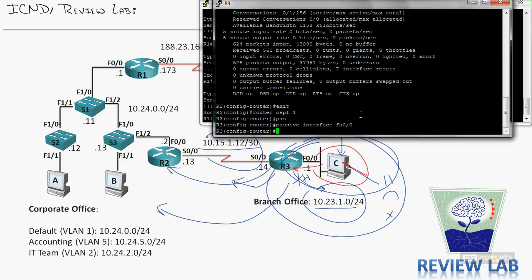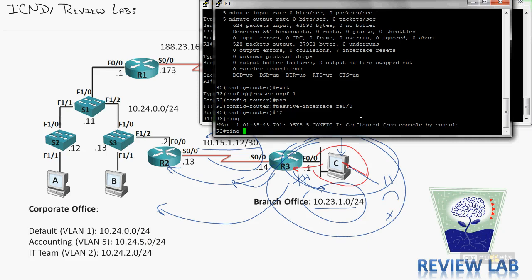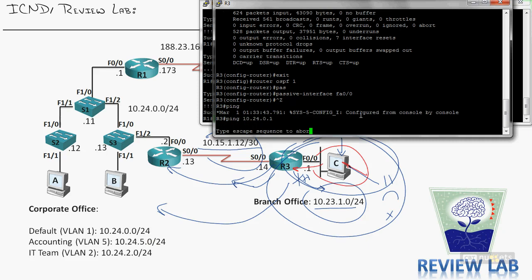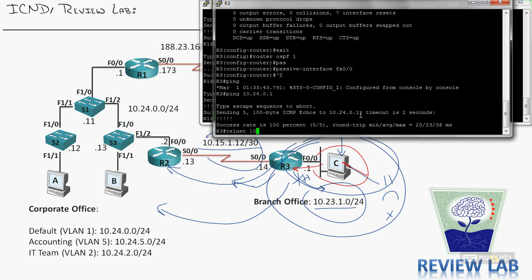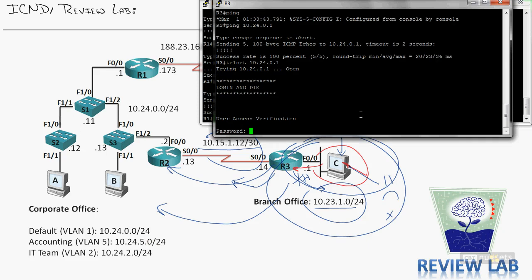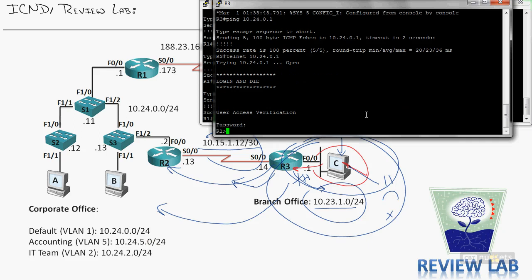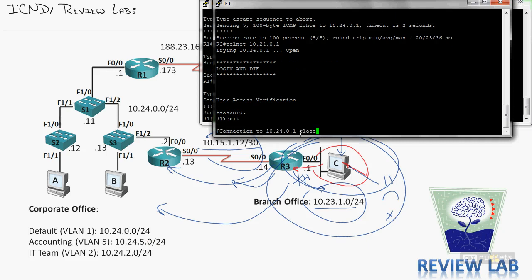I'm going to go to router 3, and let's just ping router 1. Ping 10.24.0.1. Good. And just to make sure we can get there, 10.24.0.1, let's telnet over there. Good. Login banner, not conformed to the other logon banner. And this is our nugget love. Good. So I can actually telnet from router 3 to router 1. Let's exit out of there, and I'm back on router 3.